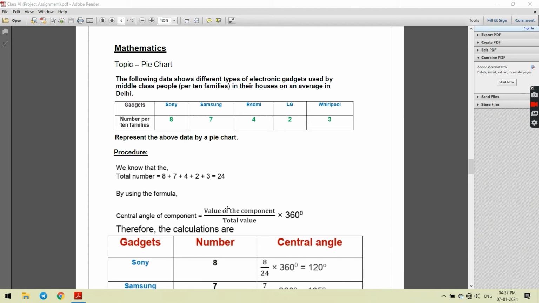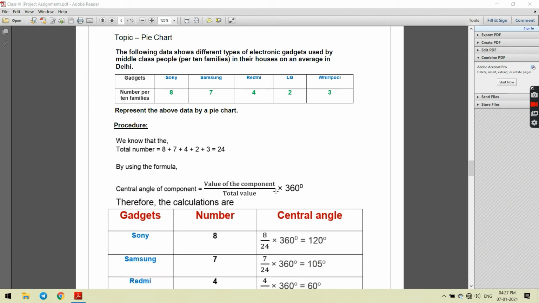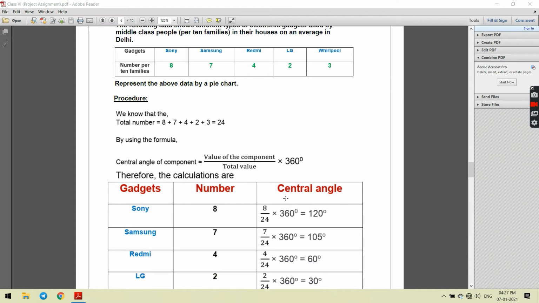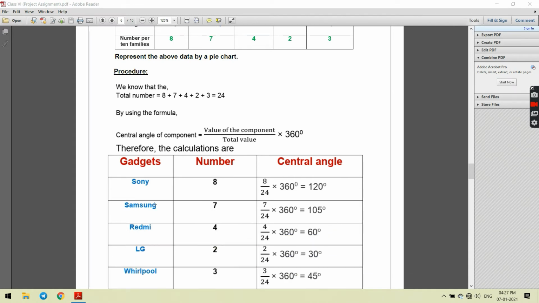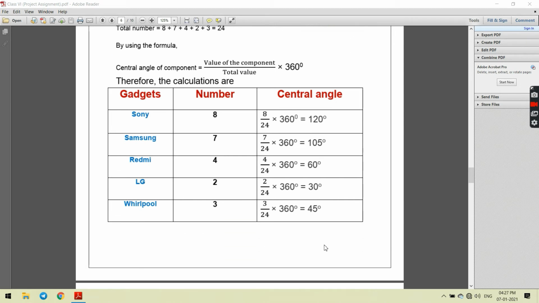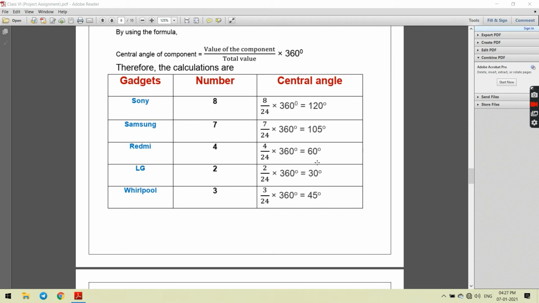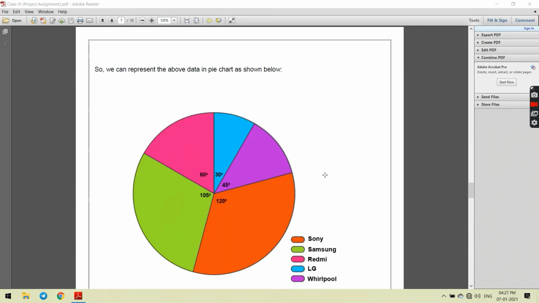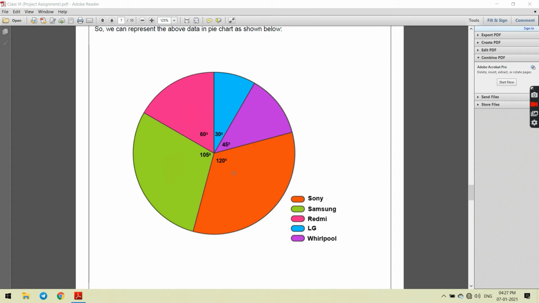And then you have to work out a formula to work out the central angle of component. The formula is value of component divided by total value into 360 degree. Putting specific values in this formula, you will get central angle for each of the gadgets. Like for Sony, you will get 120 degree. For Samsung, you will get 105 degree. For Redmi, you will get 60 degree. For LG, it is 30 degree. And for Whirlpool, you will get 45 degree. And getting all the central angles for different gadgets, you will be able to draw a pie chart where different color shades are notifying different gadgets.